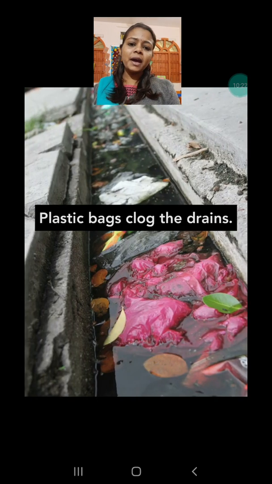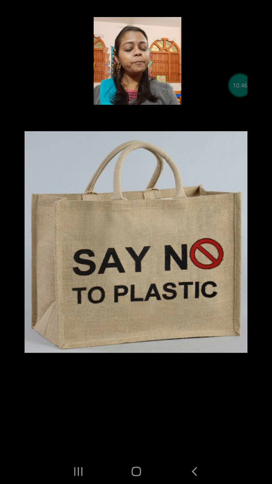Next is plastic bags clog the drains. Plastic is not at all good in any condition. I have told you, it is the cause of air pollution as well as soil pollution as well as water pollution. So we don't have to use polythene bags. Whenever you see them, please avoid them. Instead of that, you can use a jute bag or a bag made of cloth, because that is biodegradable, that is nature friendly, and it can decompose.